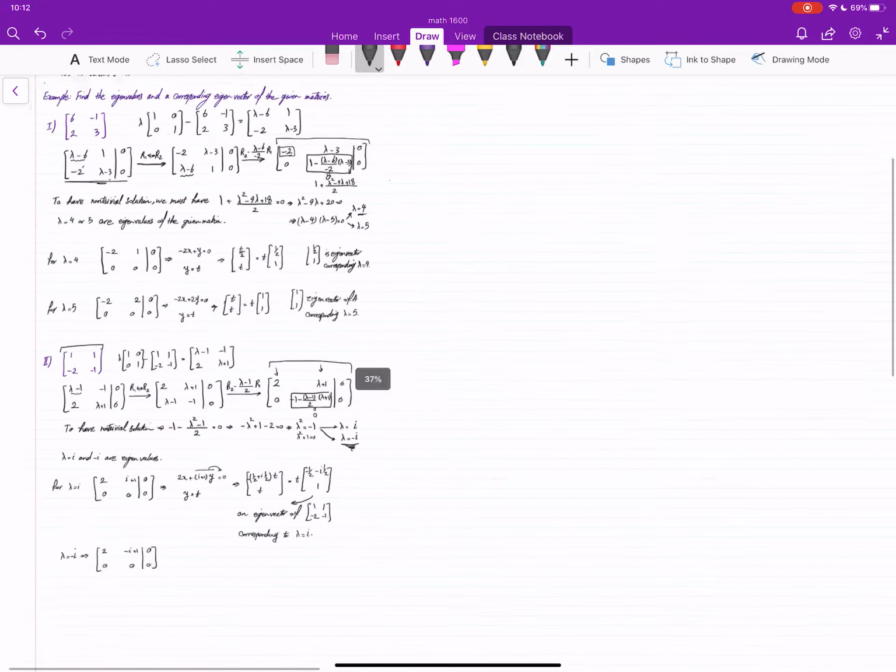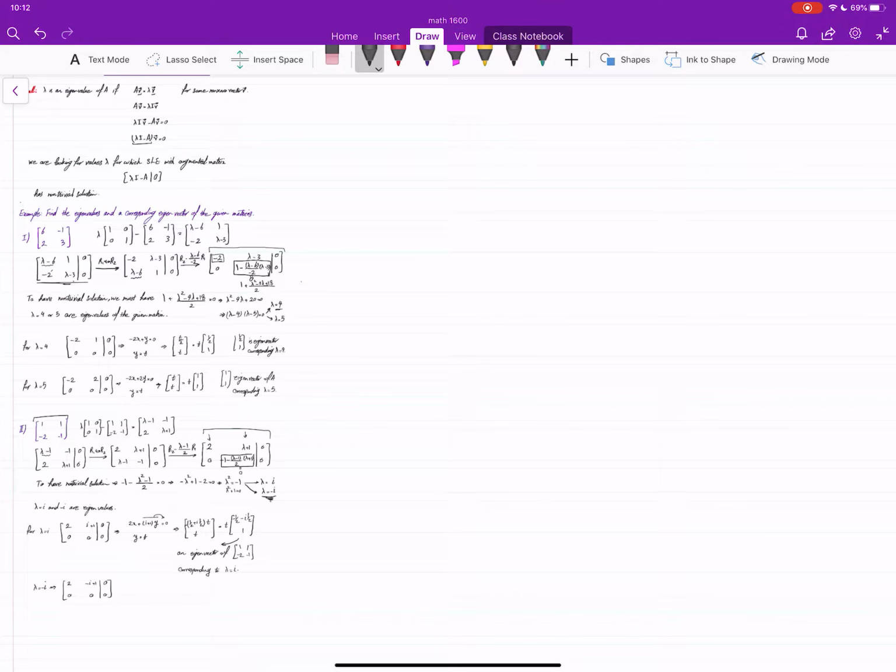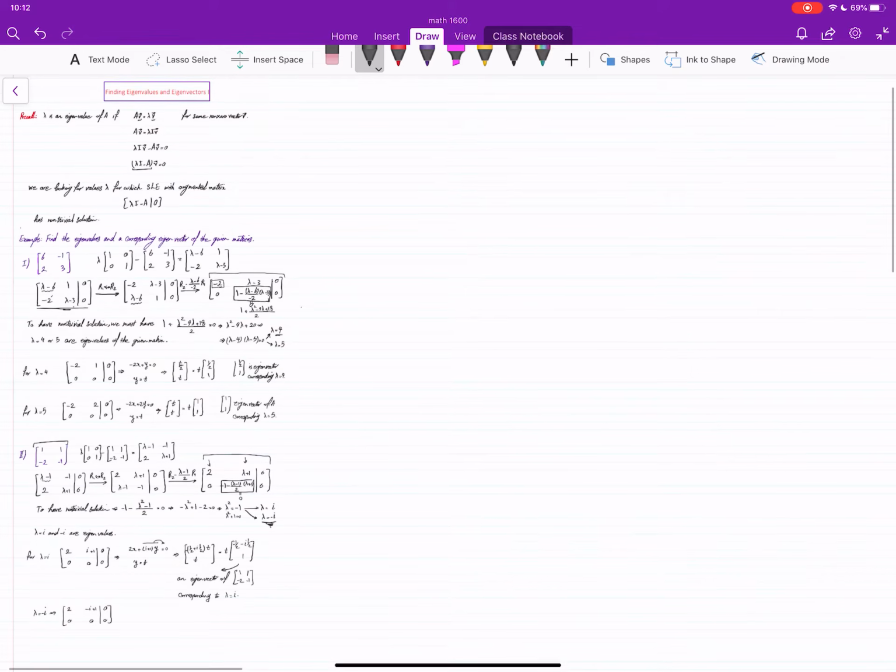As you see, the game is very simple. You form lambda I minus A augmented with 0, 0 and find for which values of lambda this system does have non-trivial solutions.